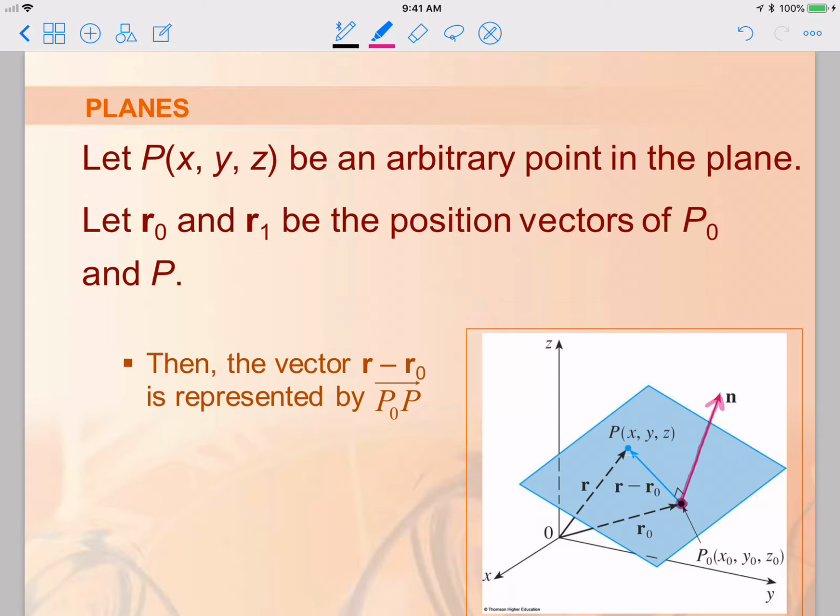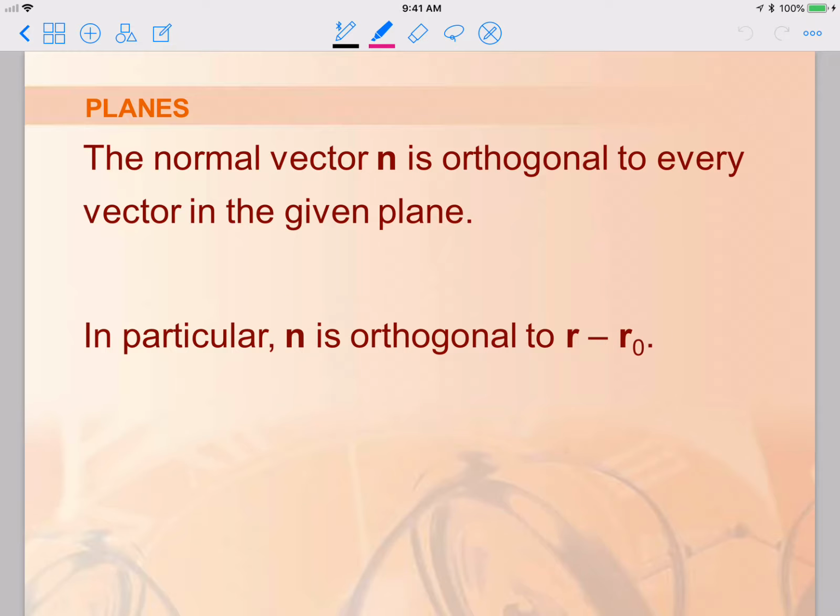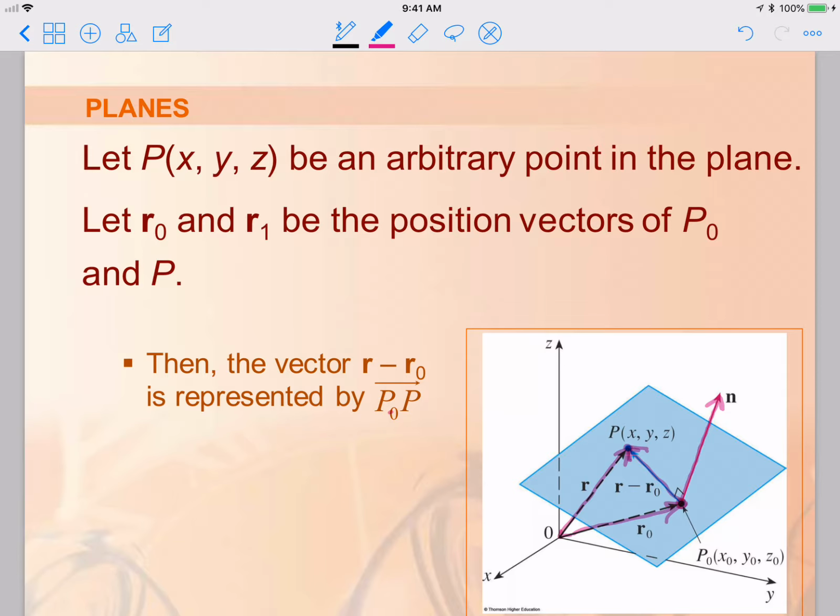Now, if you take any other point in the plane, P, we have two position vectors. We've got R naught that goes from the origin to P naught, and R that goes from the origin to P. The difference, R minus R naught, gives us a brand new vector that starts at P naught and ends at P. Since the normal vector is orthogonal to every vector in the plane, our normal vector has to be orthogonal to R minus R naught.